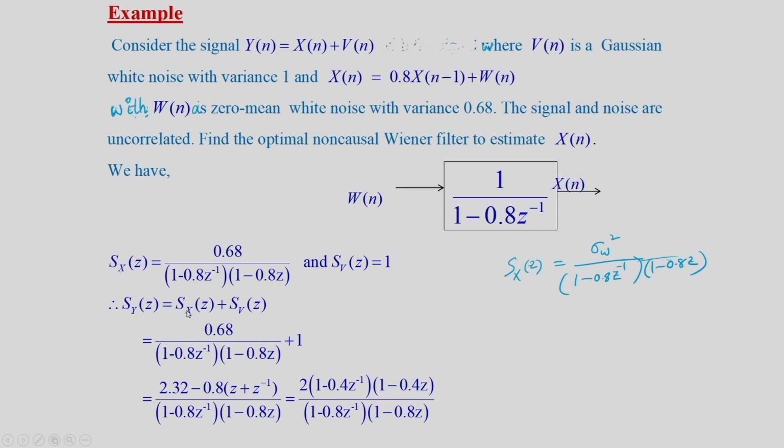Now, Sy(z) is equal to Sx(z) plus Sv(z). We will write this expression and this expression, and we will get this result: (2.32 minus 0.8 z plus z inverse) divided by (1 minus 0.8 z inverse) into (1 minus 0.8 z). Now, the numerator part also we can factorize. We can take 2 common and then factorize like this: 2 into (1 minus 0.4 z inverse) into (1 minus 0.4 z), divided by (1 minus 0.8 z inverse) into (1 minus 0.8 z). So, this is the power spectral density of the output.